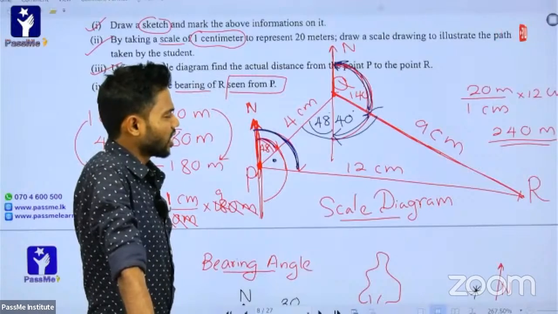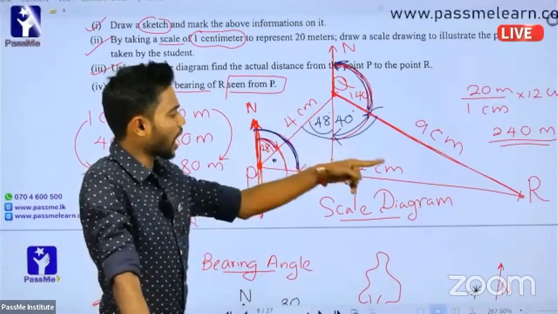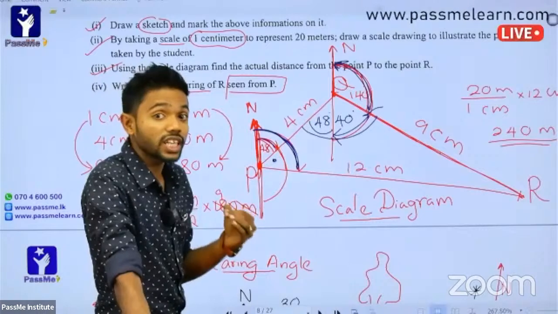Okay, now because the PRQ is not a right angle triangle.